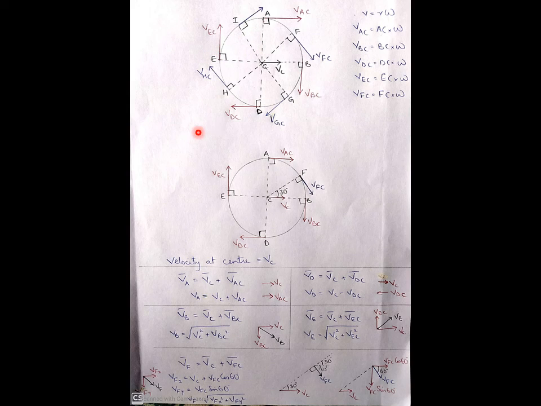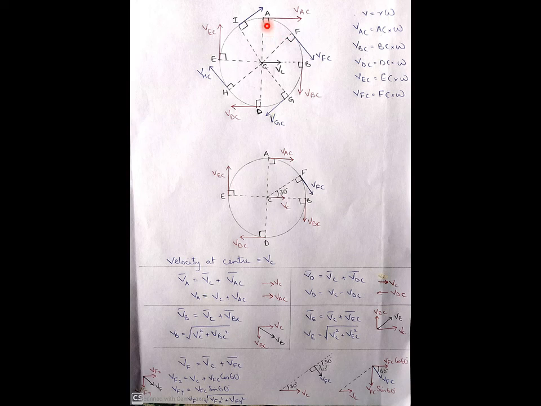So consider a roller. This is a roller. The center point is C. Assume that it is moving towards the right. So the center point is C, and let VC be the velocity of the center point, or we can say VC is the velocity of the whole roller. Now, if you want the velocity at any other point in the roller, then how to do it?